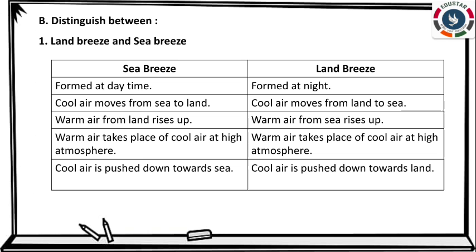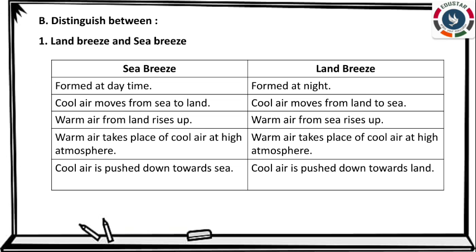The next Roman letter is distinguish between the following. The first one is land breeze and sea breeze. You have to separate the page into two. On the left side you will write sea breeze and on the right side you will write land breeze. You are going to write the difference between sea breeze and land breeze. So, divide the page into two and start to write.